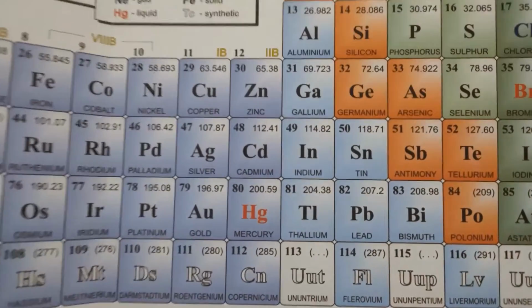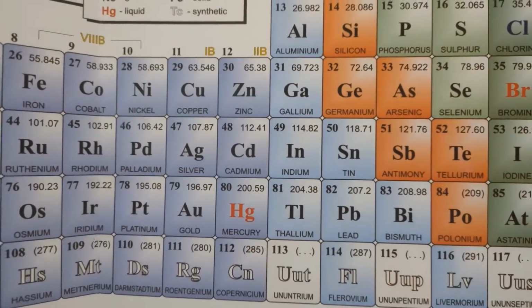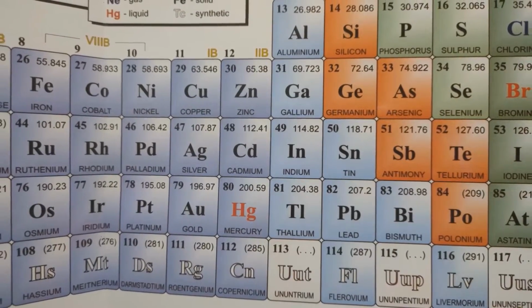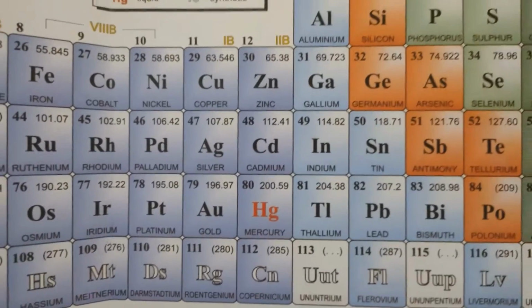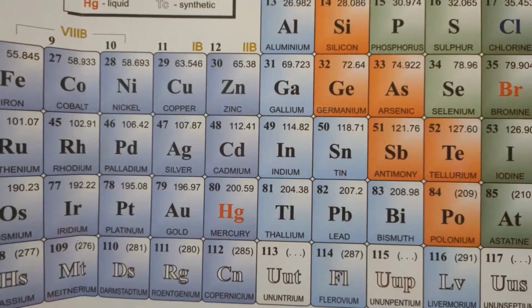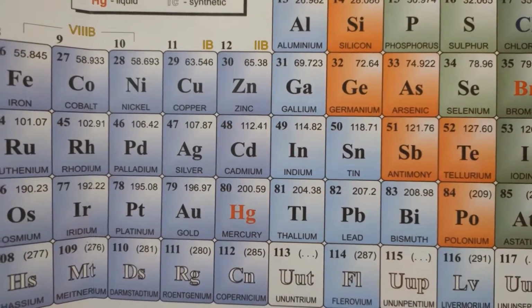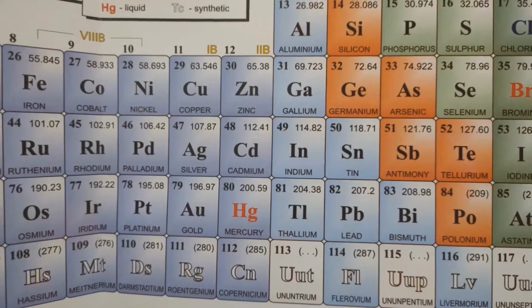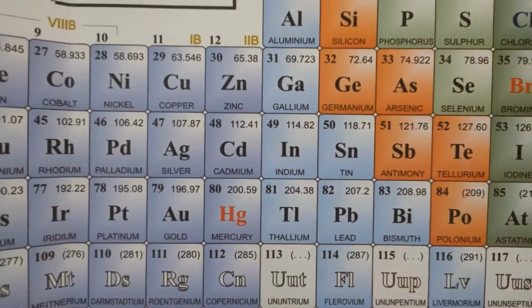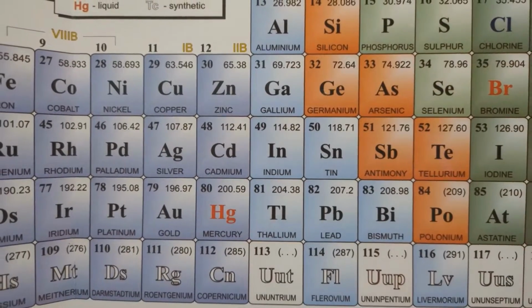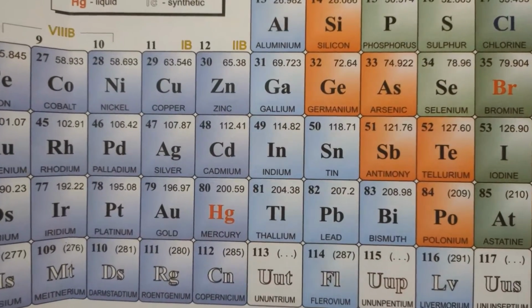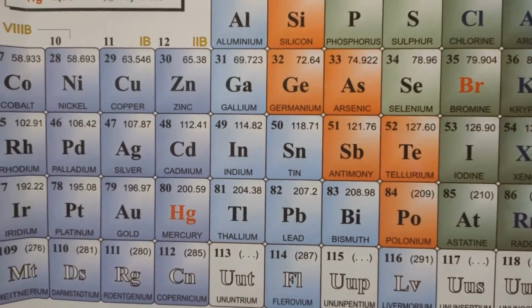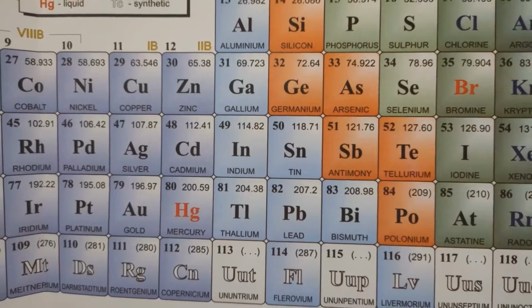For the 33rd one we have arsenic, however you can pronounce it, and it has an atomic mass of 74.922, and its symbol is capital A and small letter S. The 34th one we have is selenium, and it has an atomic mass of 78.96, and it's represented by the symbol capital S and a small letter E.